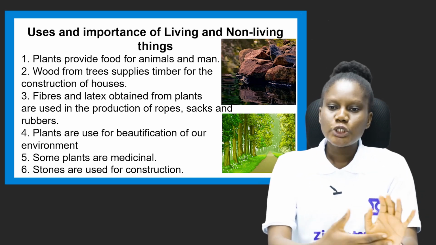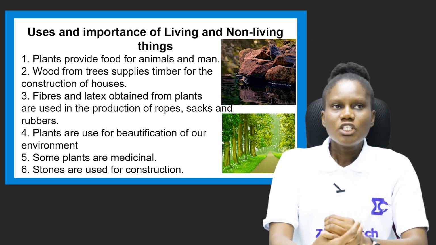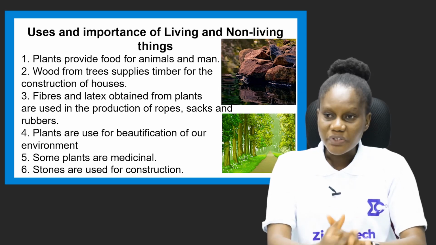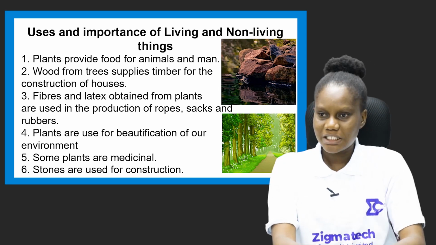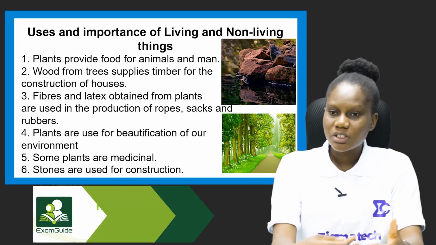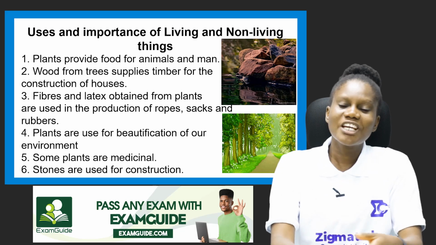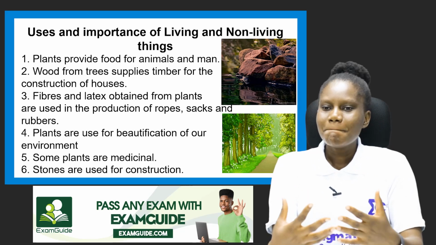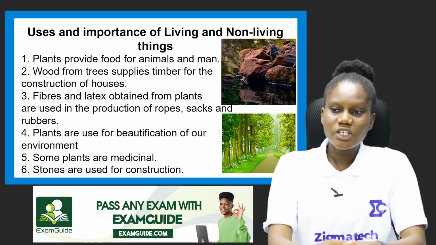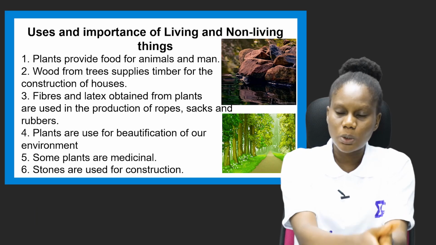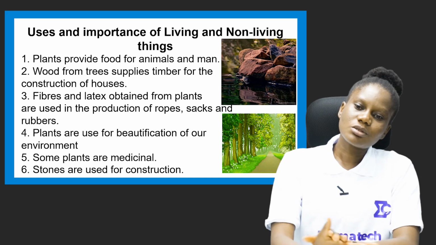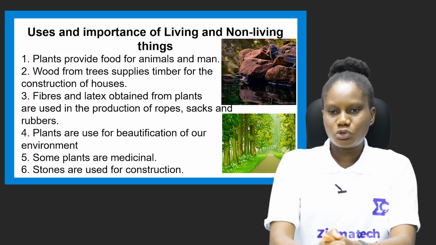Number 5, some plants are medicinal. In the medical field, they synthesize those plants and convert them to drugs. Some are converted to pills, some to injections, so that we can use them. So some plants are medicinal and they're useful to humans. We can use them in the production of various drugs that we use. So number 6 is stones are used for construction.